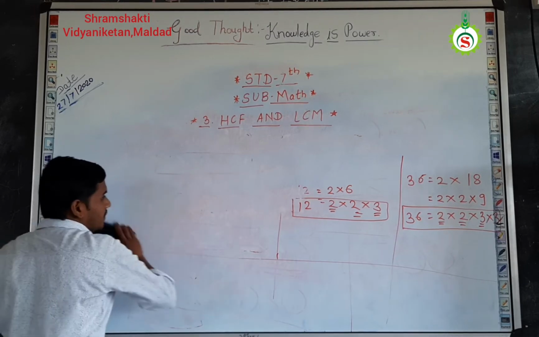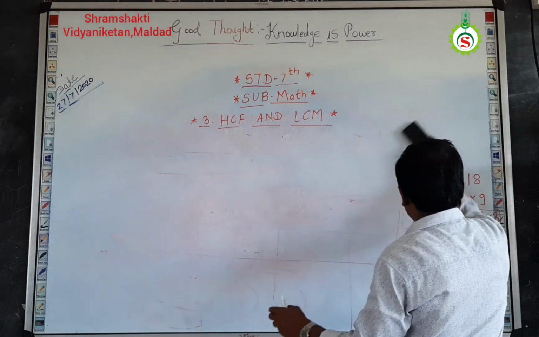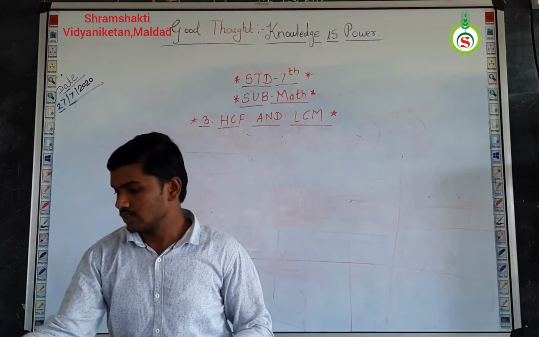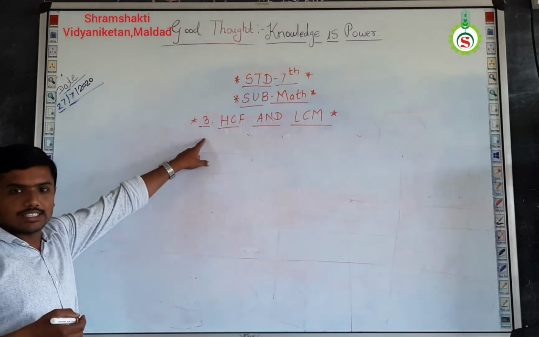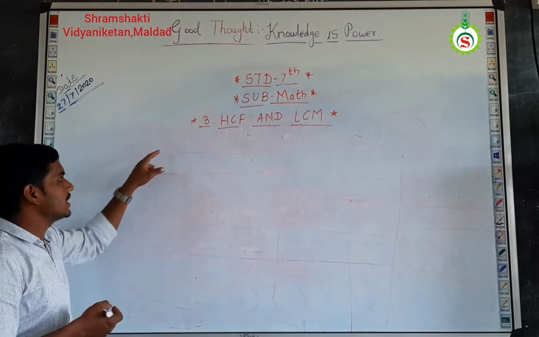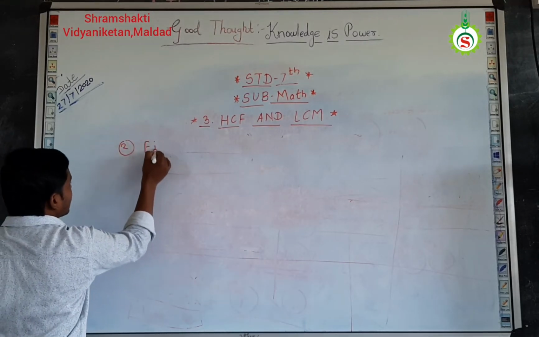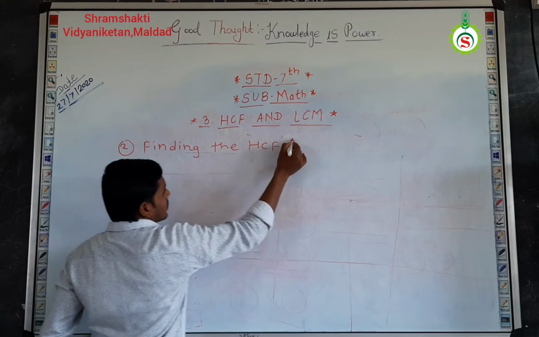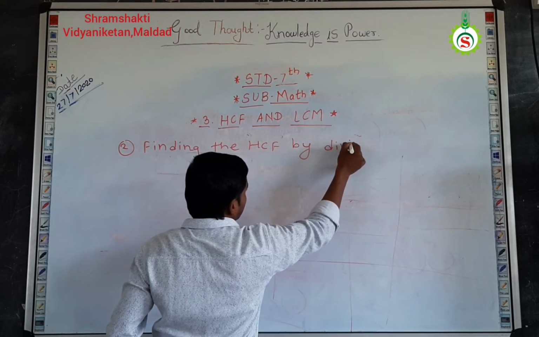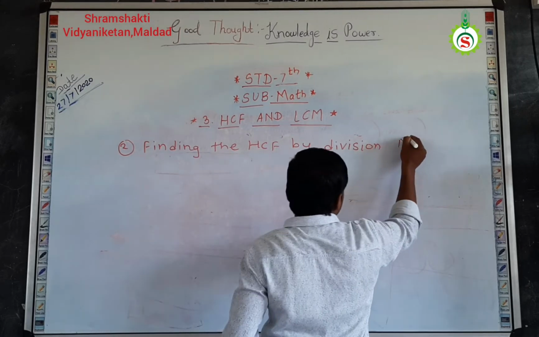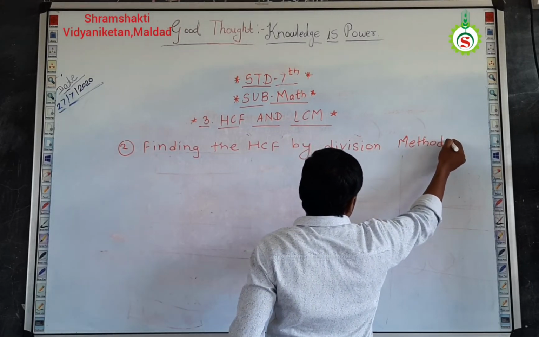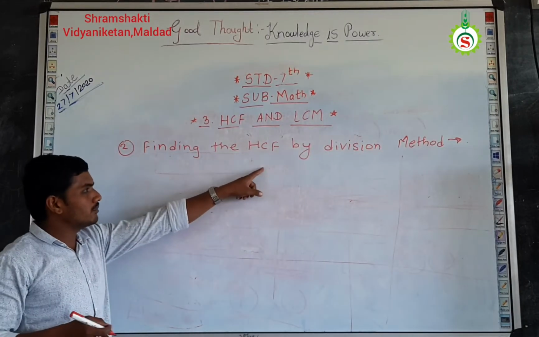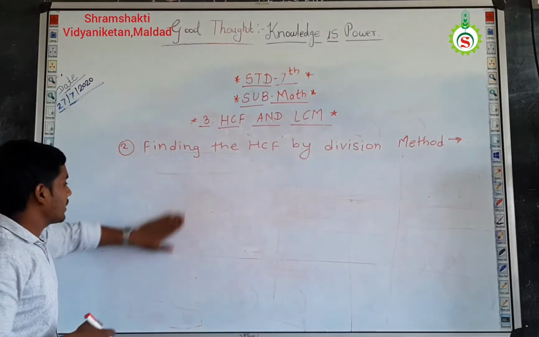Next one is the division method for finding the HCF of the given numbers. The first method we have seen is finding the HCF by the factorization method. Now the second method is finding the HCF by the division method. Now, to understand the division method for finding the HCF, I will take one example.